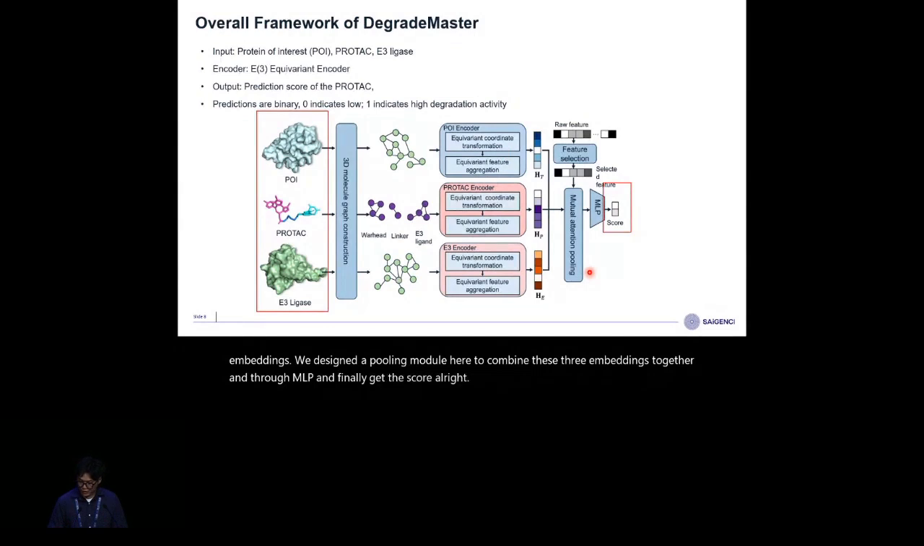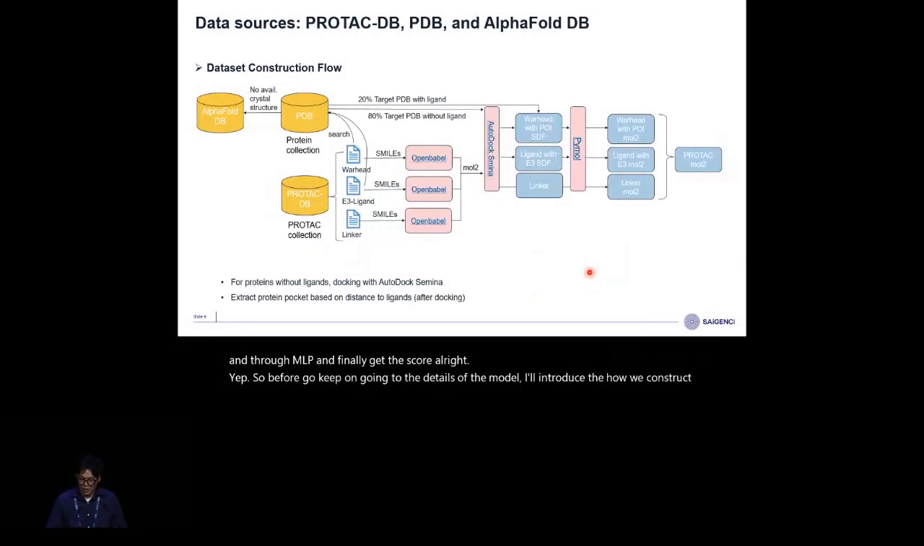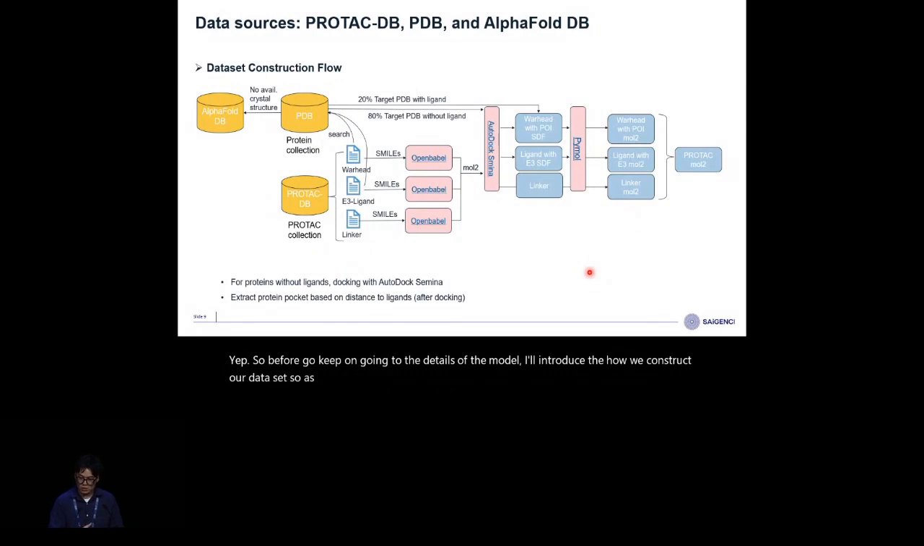All right. So before going on to the details of the model, I'll introduce how we construct our dataset. As I talked about, there's a database called PROTAC-DB that accumulates all the PROTAC molecules. So we extract the PROTACs from PROTAC-DB and get SMILES. As for the target proteins and the E3 ligase, we turn to the PDB database and extract those that have crystal structures. For those that do not have crystal structures, we use the AlphaFold-DB to get the predicted structures and add them to our training dataset.